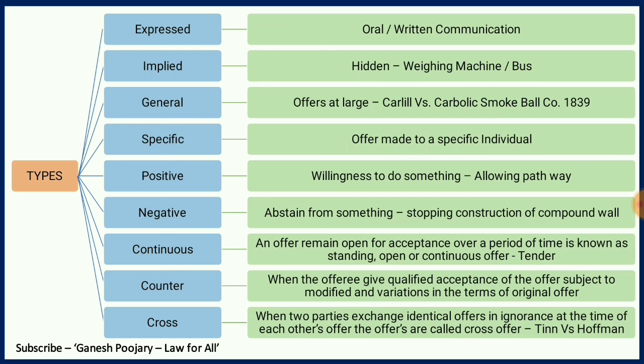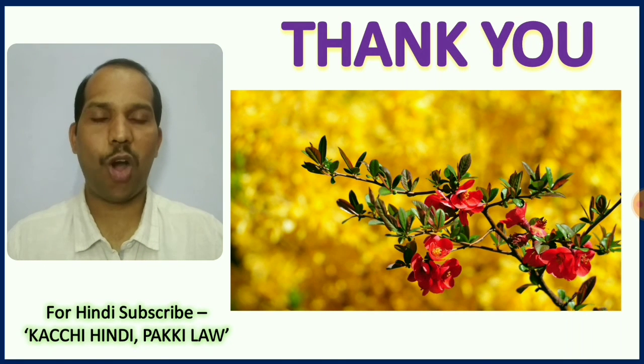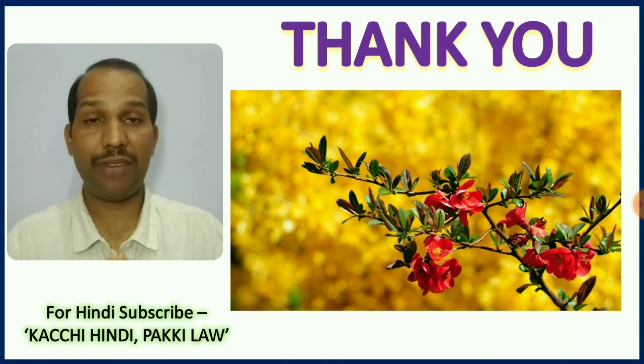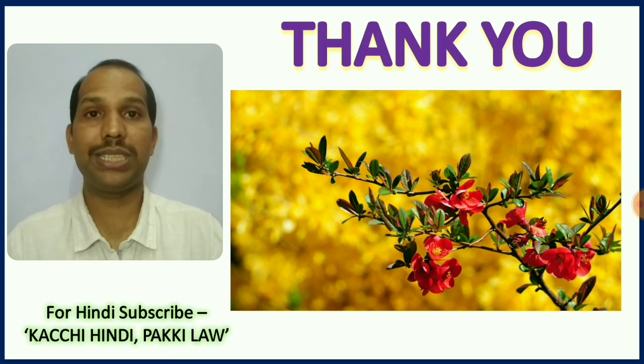Both of them are mentioning 10 kg of quantity and both of them are mentioning 50 rupees per kg. Now the quantity as well as the price is matching and both of them have posted their letter on the same day. Somewhere they are crossing their letters, so that's how it is called cross offer. I don't know how often this happens, but this is one of the important types of offer. That's all about types of offer. To strengthen your answer, refer to both the case laws, that is Carlill versus Carbolic Smoke Ball Company and Tin versus Hoffman cases.